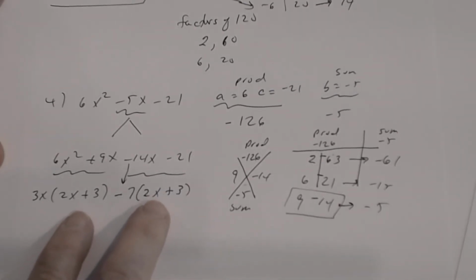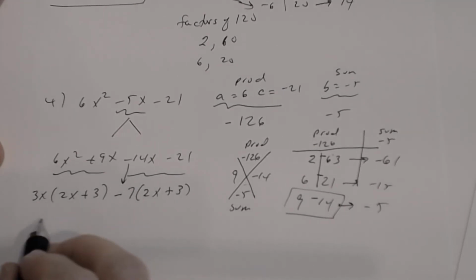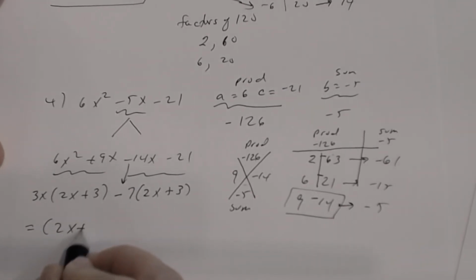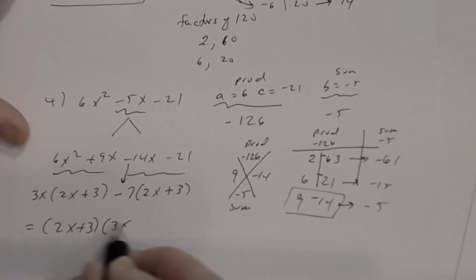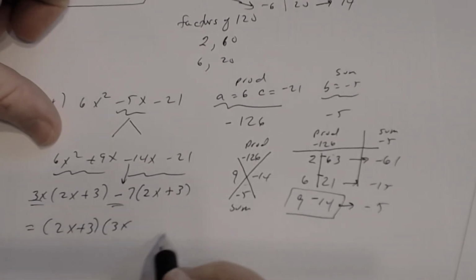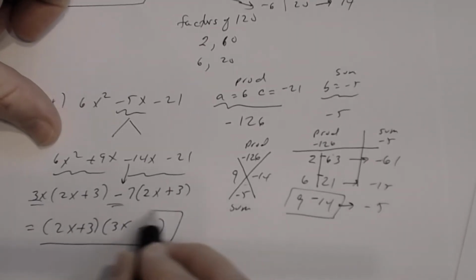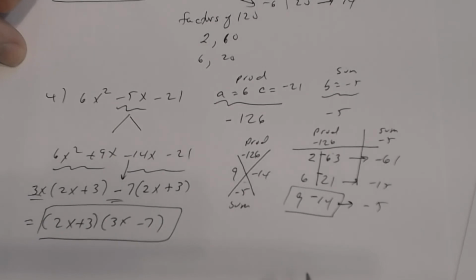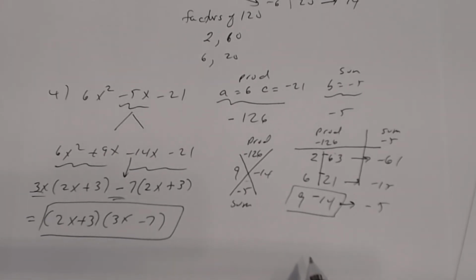Notice those two groups have the same factor, so you're going to factor it out. So 2x plus 3 times 3x minus 7. And so there's your answer. Okay? All right, let's look at another one. Let's look at number 5.